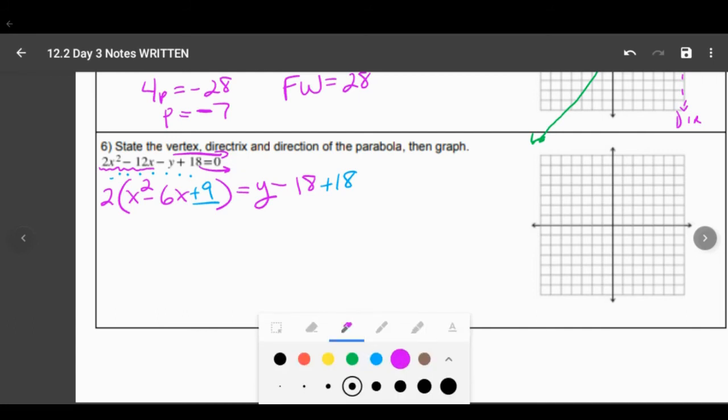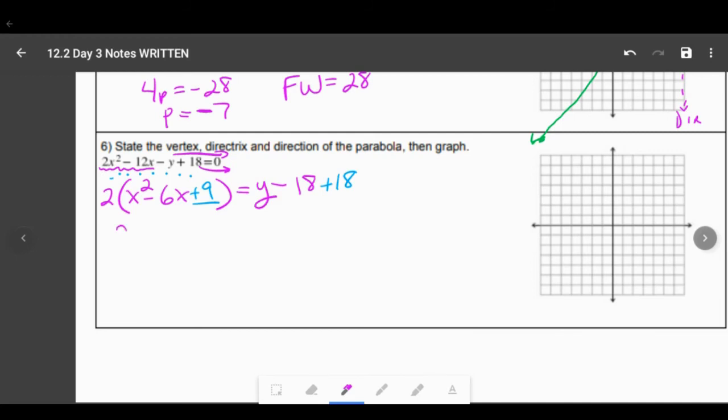So now it's all set for me, ready to go through and factor, right? This was the process we spent a couple days on. The nice thing is the 18s cancel, so I just get equals y. I'm not in proper form yet. I need to divide by 2. So (x - 3) squared equals 1/2 of y. Now I'm in the proper form.